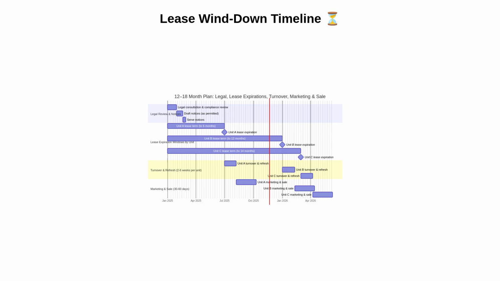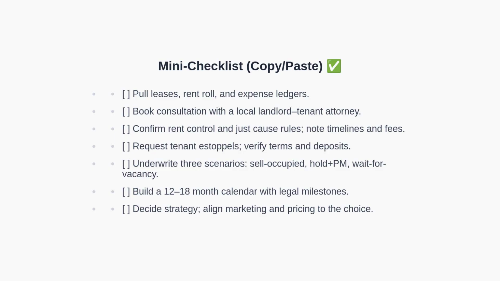Next, for practical execution, let's give you a quick checklist you can copy. Use this copy and paste checklist to keep your process organized. First, gather documentation, then meet with a local landlord-tenant attorney to confirm rules. Request tenant estoppels, underwrite multiple scenarios, and build a 12 to 18-month calendar reflecting legal milestones. Finally, choose your strategy and align your marketing and pricing accordingly.